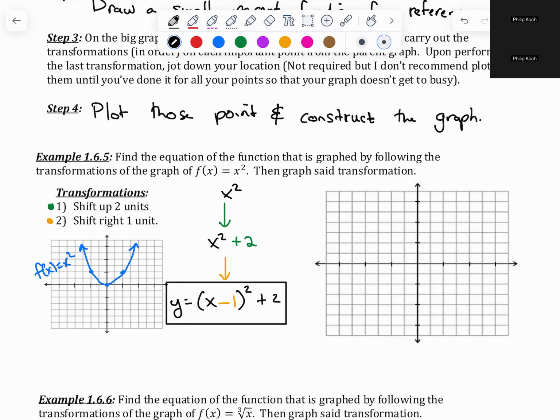So now that we have our parent graph, if you have this in your head, awesome, and you can just memorize these 3 points, that's great. Otherwise, if this problem shows up on the exam, I will provide a little small graph for you to draw your parent function. And that will be worth partial credit if it shows up. So let's take each point. Let's start with (-1, 1). It gets shifted up 2 units to (-1, 3), and gets shifted right 1 unit to right there at (0, 3).